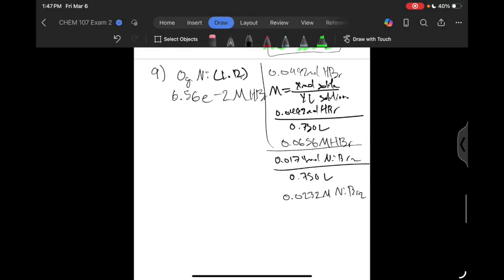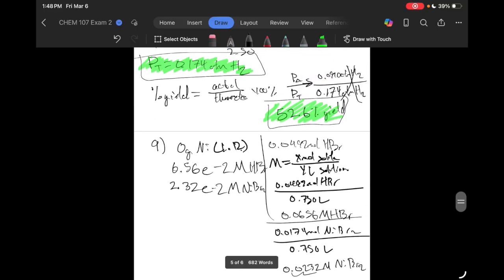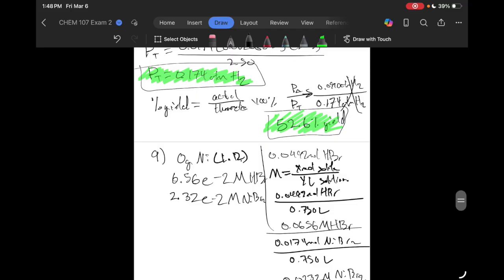Cool. So on our left side, on our step 9, we're going to write, again, in scientific notation, 2.32 times 10 to the negative 2 molar solution of NiBr2. Okay, now the fourth thing is going to be gas, which in this case we had to find our theoretical value, so we will write down PT, which was 1.74 times 10 to the negative 1 atmospheres of hydrogen gas.